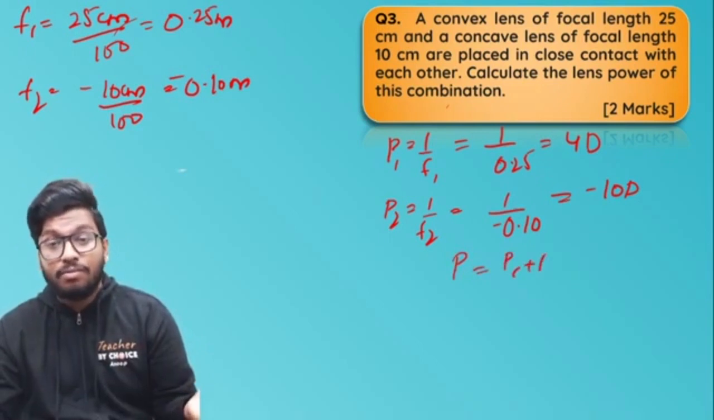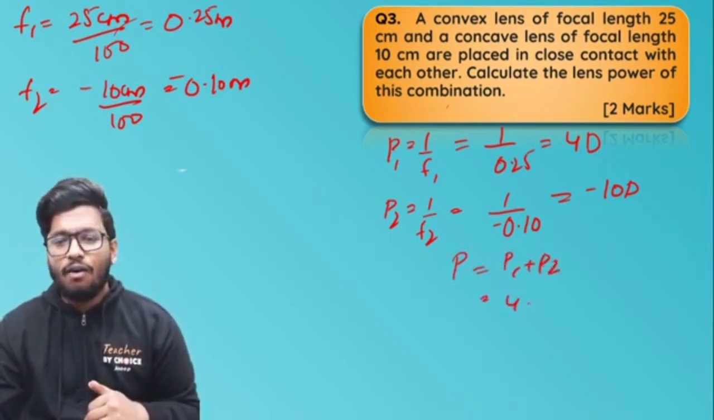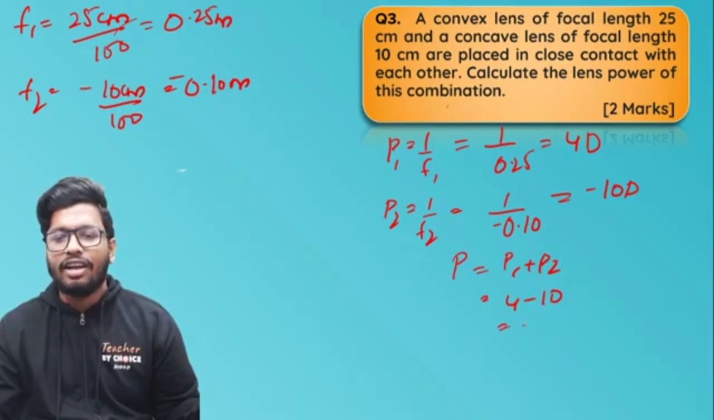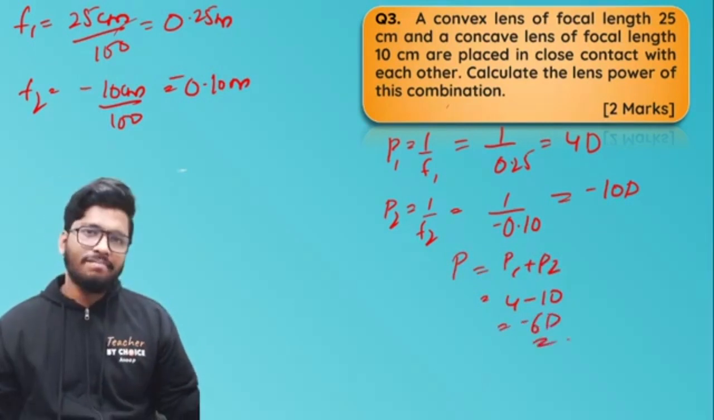P is equal to P1 plus P2. Simple. P1 is 4 and P2 is minus 10. So here it is minus 6 diopter.